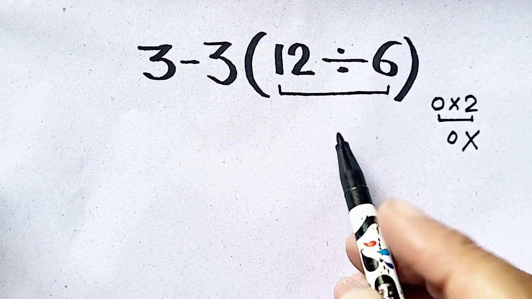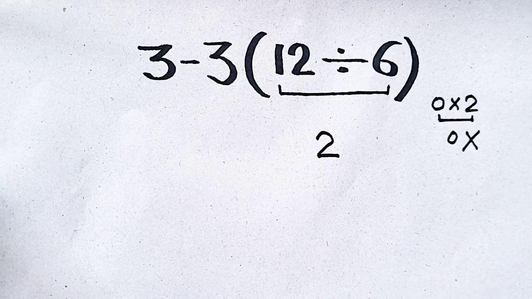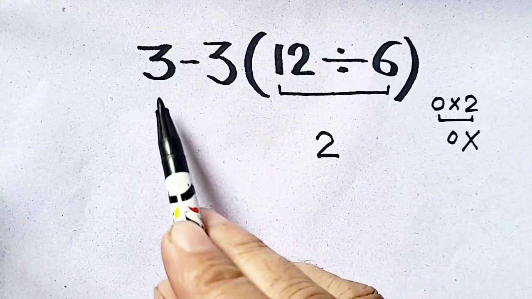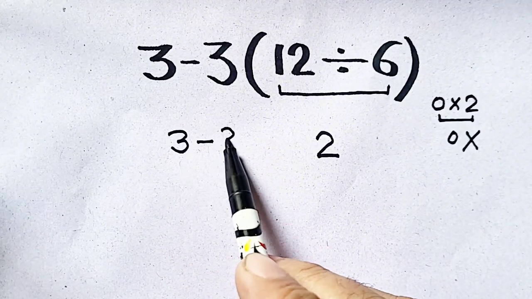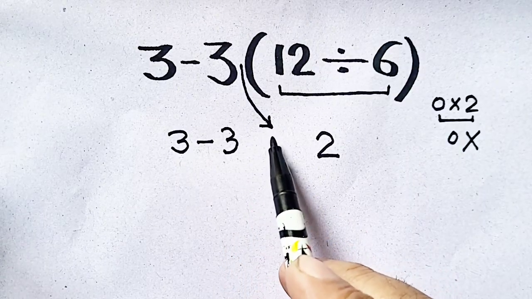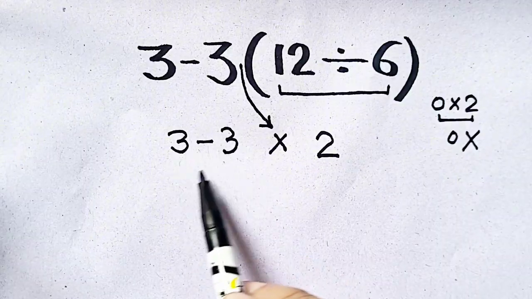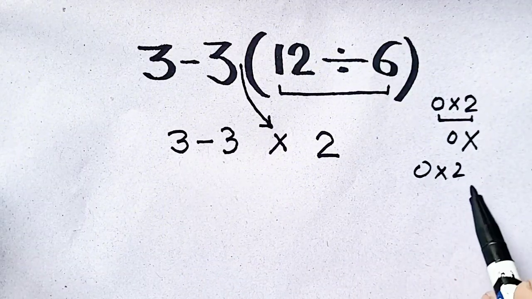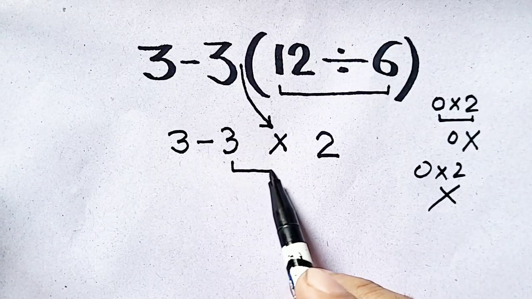First of all, parentheses should be solved, which is equal to 2. Now 3 minus 3 as it is. And here is no sign, so we have to put multiplication. Now don't do this. 3 minus 3 is equal to 0, times 2 will be equal to 0, which is wrong.